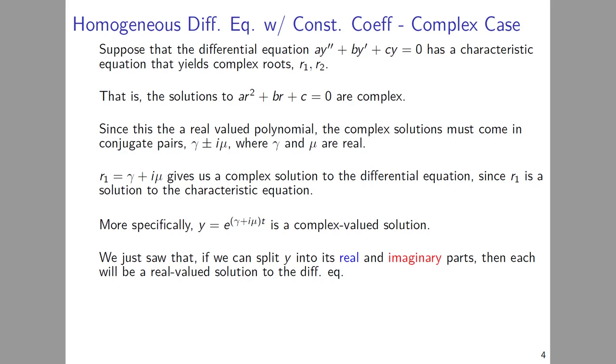So the question becomes, how do we split y equal to e to the (gamma plus i mu) t into its real and imaginary parts? Because if we can do that, then we will have two solutions to our differential equation that we can then use to build our general solution.